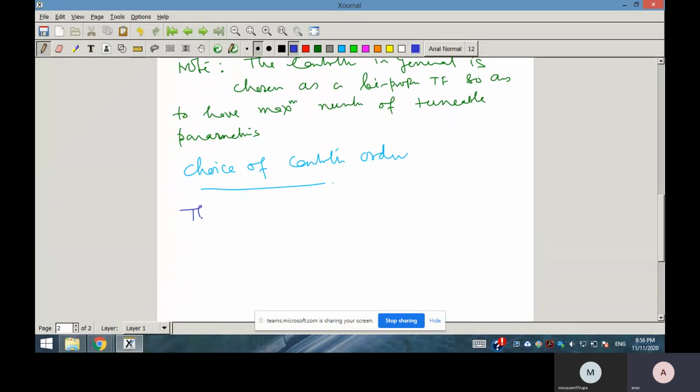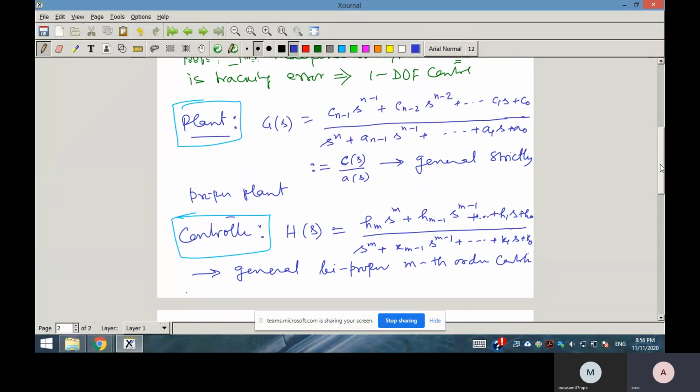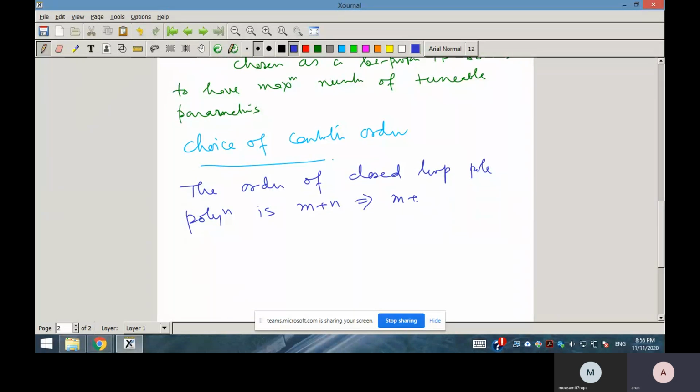So the order of the closed loop pole polynomial is m plus n. Right, an mth order controller and an nth order plant, so this means m plus n closed loop poles have to be placed at desired locations. So where to place them, I will come to that, so that will depend on your experience.